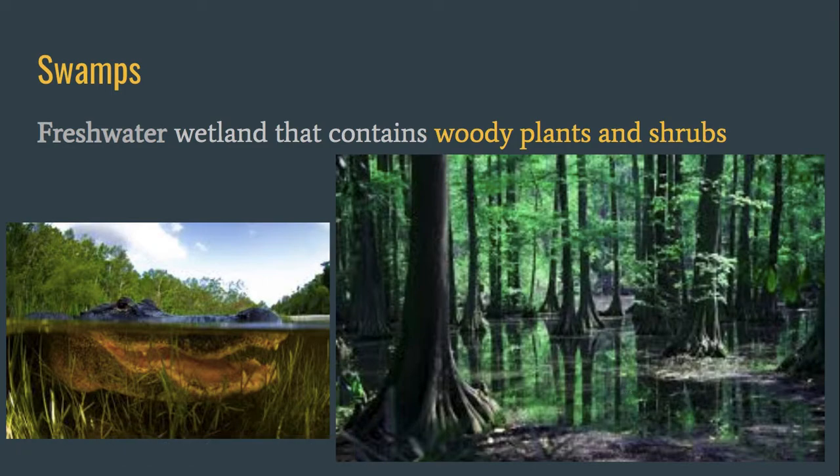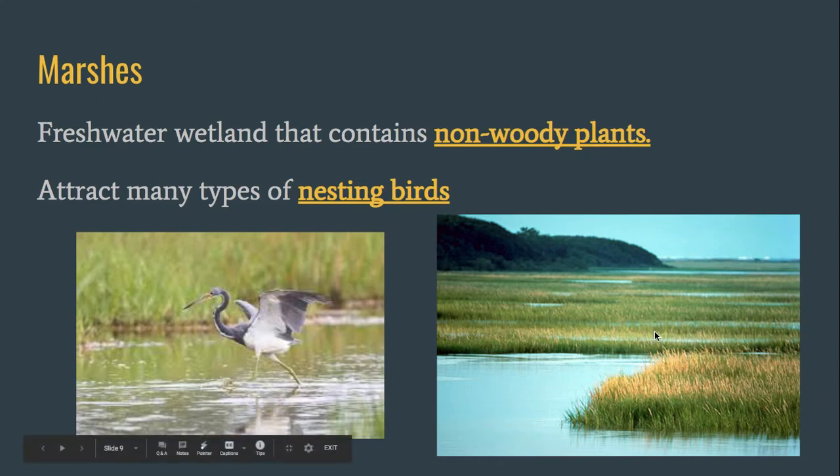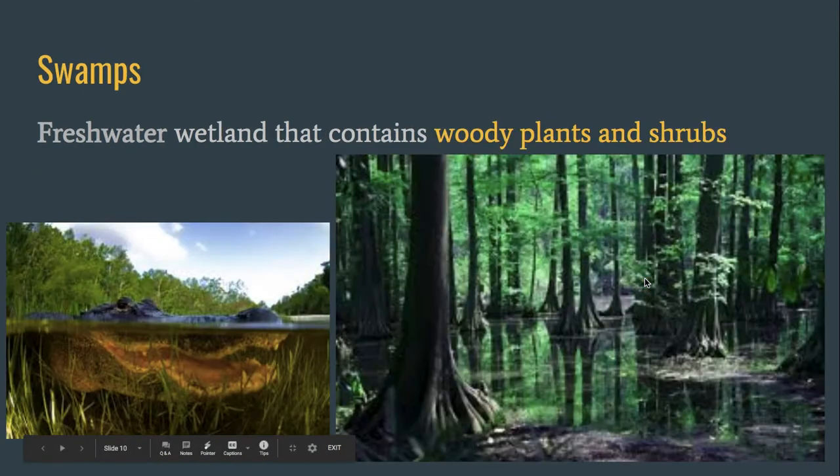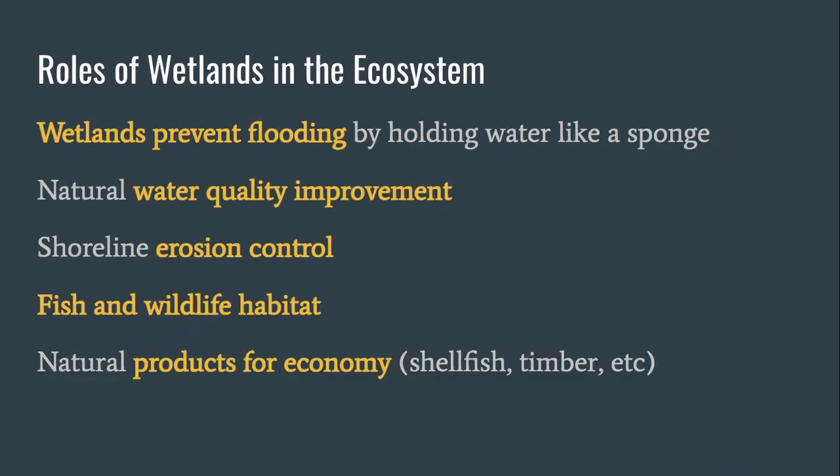Okay, so we have estuaries, marshes, and swamps. Now, you might be looking at these places, like this place, and even this place, and you're like, the ground's always wet. I can't really build anything here. So, like, how is it helpful? What do wetlands provide?